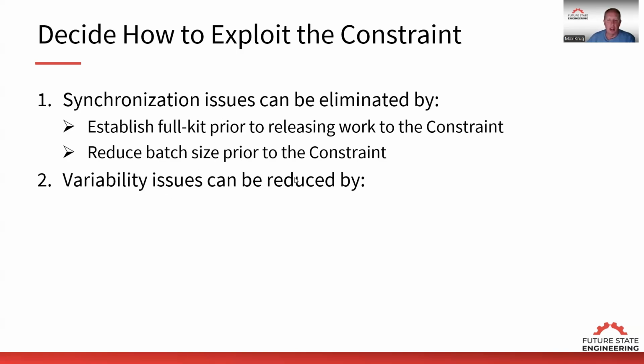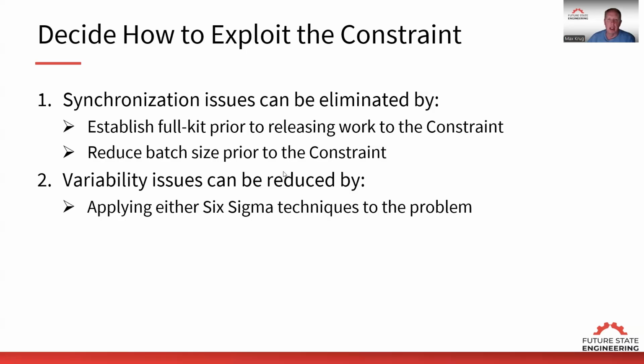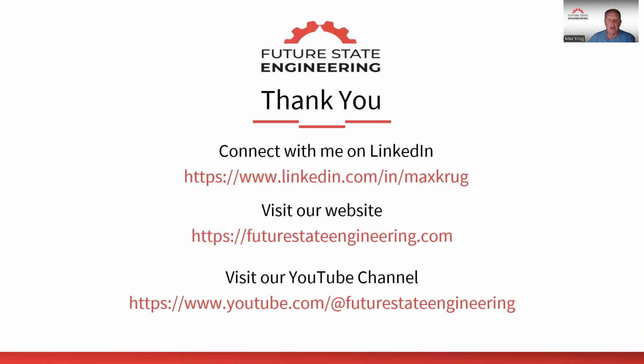Next, variability issues can be reduced by applying Six Sigma techniques. So depending on the type of problem we're dealing with, we've got to properly classify the problem. Is it a problem that we can solve using Six Sigma techniques, or is it a problem we can solve using lean principles? So that's how we exploit the constraint. And it doesn't matter where the constraint is, whether it's in sales, whether it's internal, whether it's a supplier, these techniques apply. So that's our session for today.